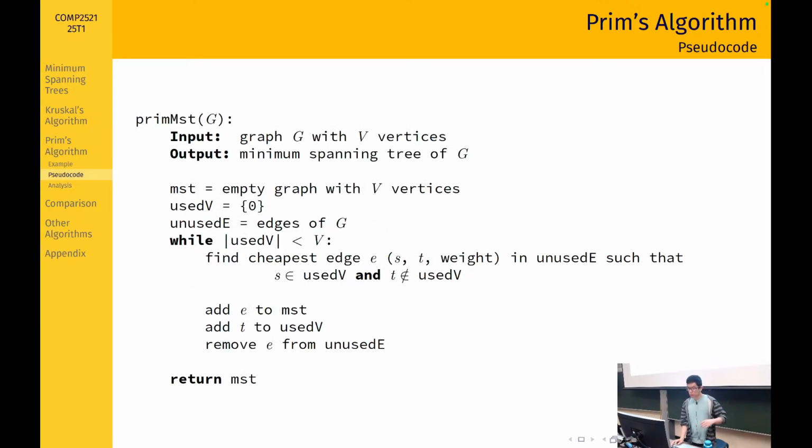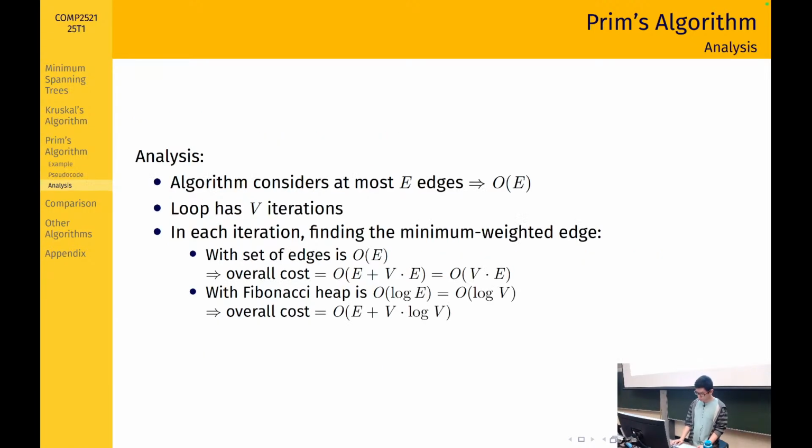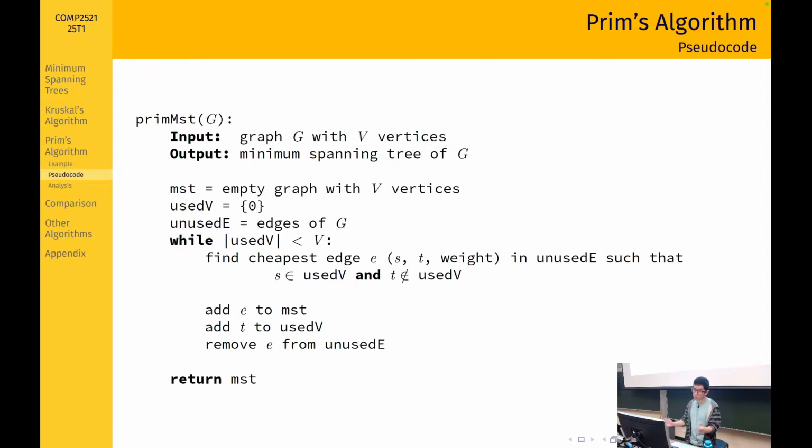Because every iteration we are adding one edge and one vertex. Technically it might have V minus 1 iterations, but V minus 1 and V don't change the time complexity, right? And then in each iteration, we need to go through our set of unused edges to find the cheapest one that satisfies this condition.